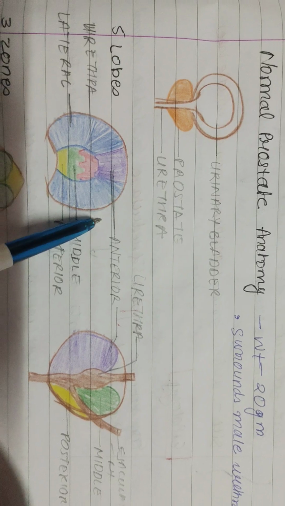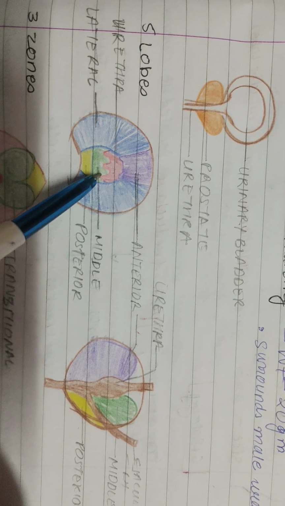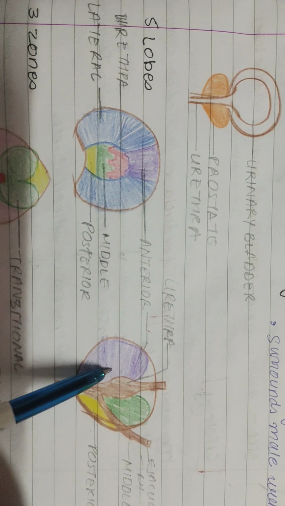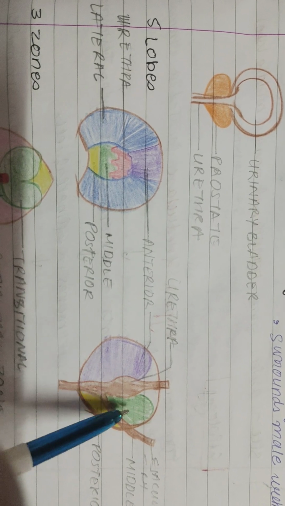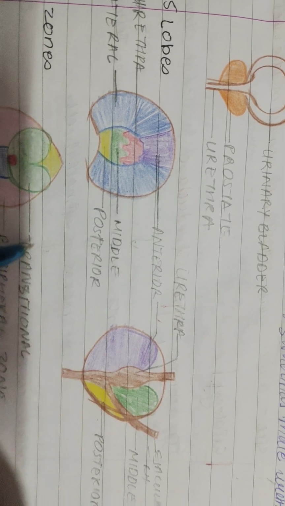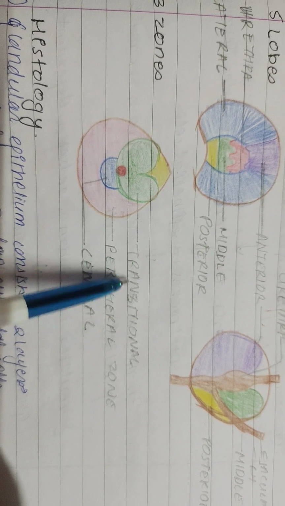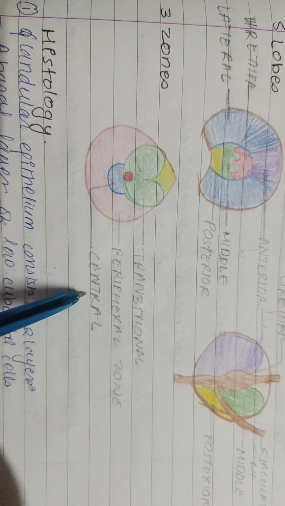There are 5 lobes in the prostate: anterior lobe, middle lobe, posterior lobe and 2 lateral lobes. Here in sagittal section we see the anterior lobe, middle lobe and posterior lobe. There are 3 zones present in the prostate: the transitional zone, peripheral zone and central zone.